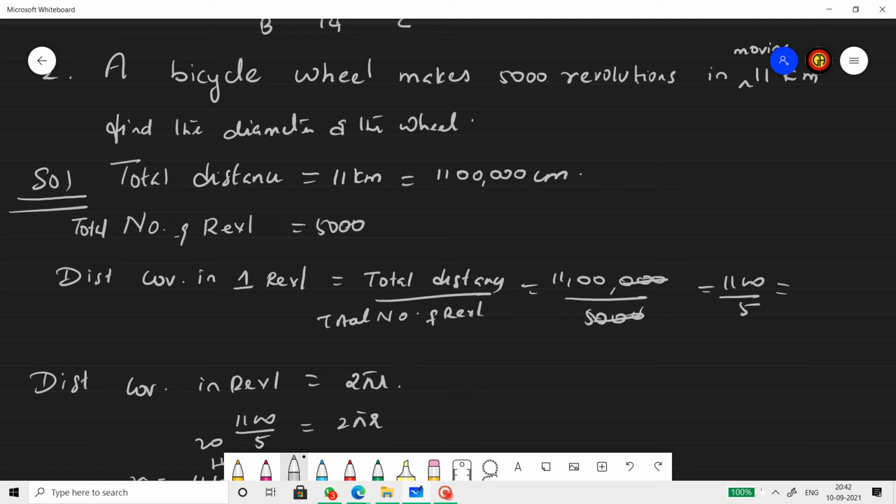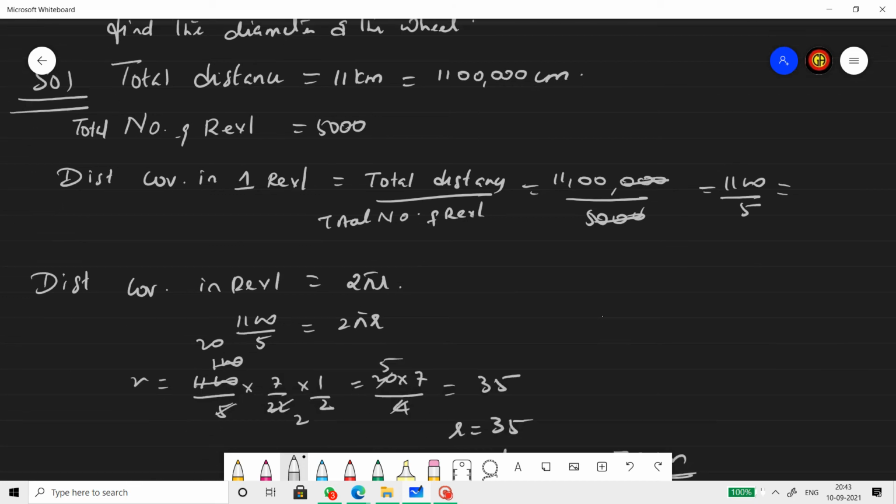Number of revolutions as per the question is 5,000. Distance covered in one revolution equals the total distance covered by the wheel divided by the total number of revolutions it has made. So distance is 11 lakh and the revolution is 5,000. Dividing this, I am getting 1,100 by 5.